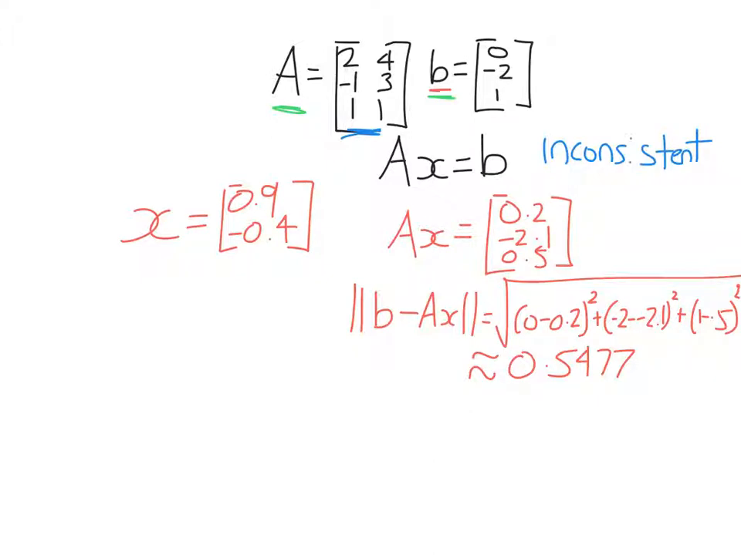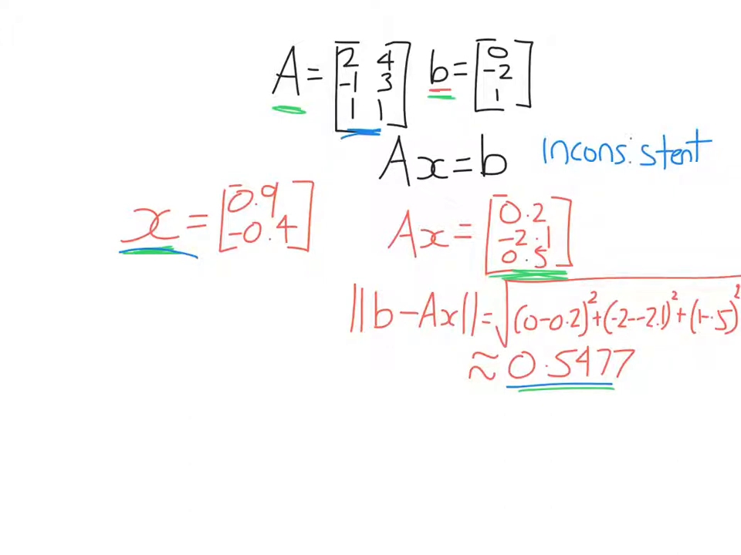So after all those calculations, I found a vector that took me to another one that's close to b. And this is how far it was from the actual vector b. So the point here is there will be no other vector that I can substitute for x that would yield a smaller length than this. There is no other vector that would take me closer to b than the vector I have here. That's what we mean by least squares solutions.